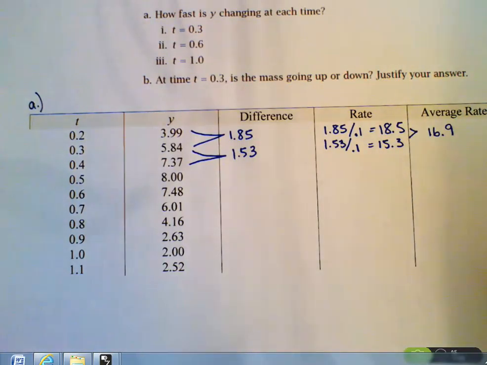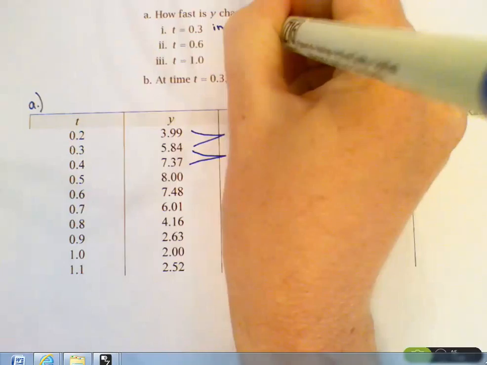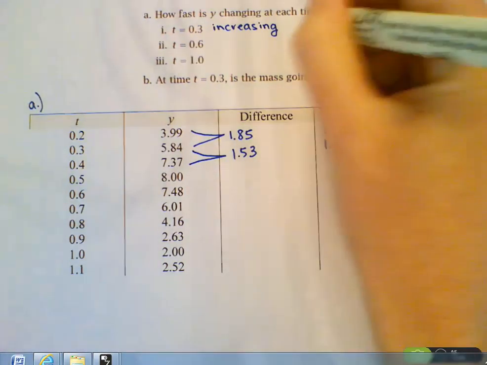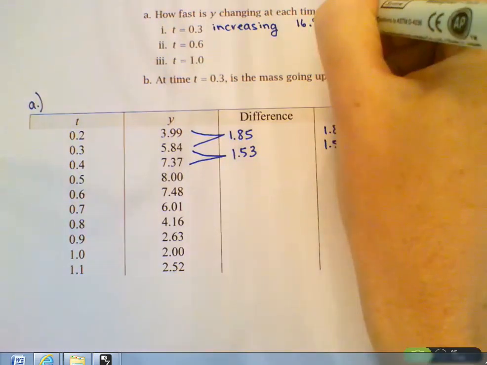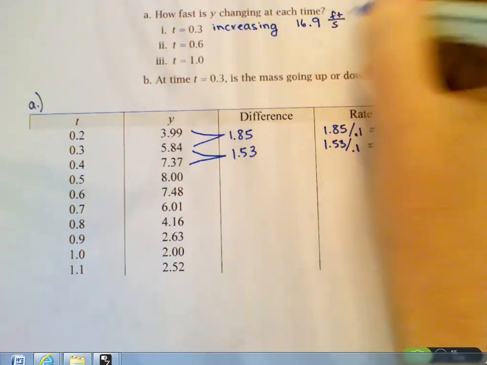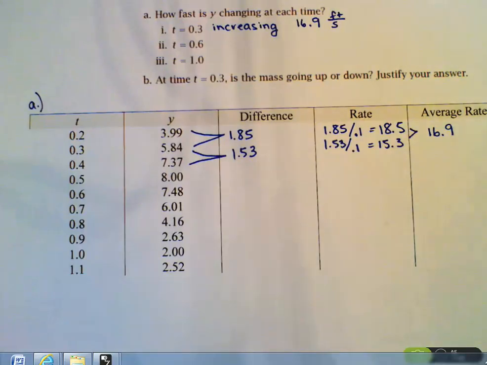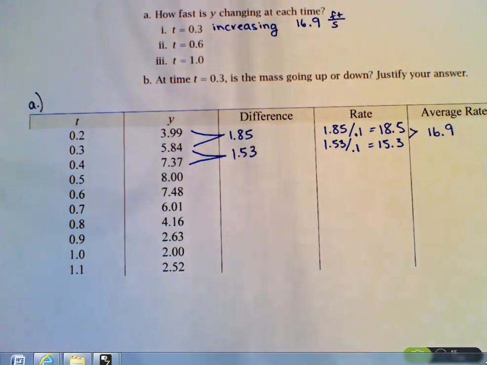Since it's positive, that means that y is increasing 16.9. Again, let's think about what our units would be. y is measured in feet, so it's change in y, so that's feet on the top. t is measured in seconds, so it's increasing 16.9 feet per second at t equals 3/10 of a second.